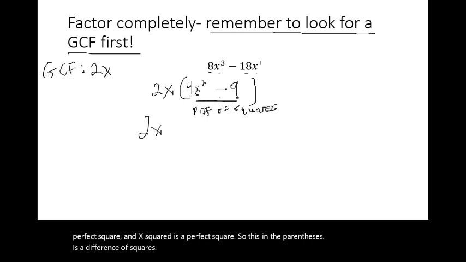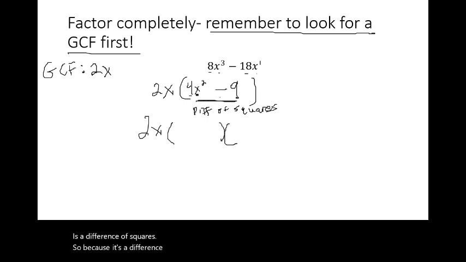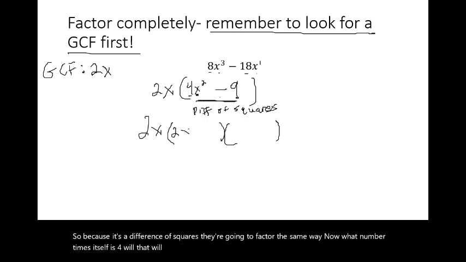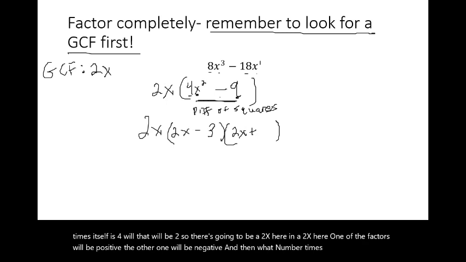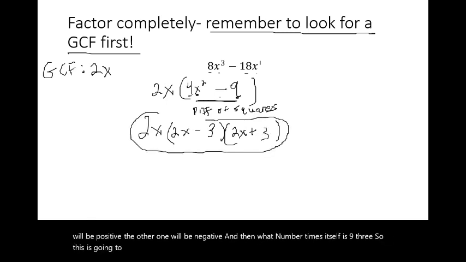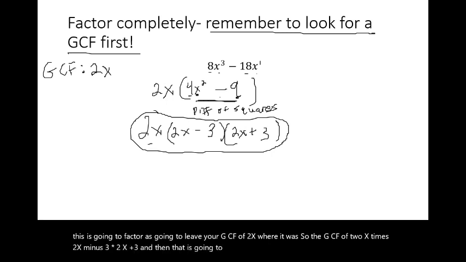Because it's a difference of squares, they're going to factor the same way. Now what number times itself is 4? Well, that will be 2. So there's going to be a 2x here and a 2x here. One of the factors will be positive, the other one will be negative. And then what number times itself is 9? 3. So this is going to factor as, leaving your GCF of 2x where it was, the GCF of 2x times 2x minus 3 times 2x plus 3, and then that is going to be your final answer.